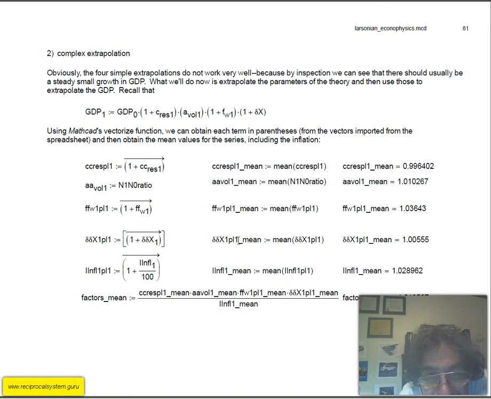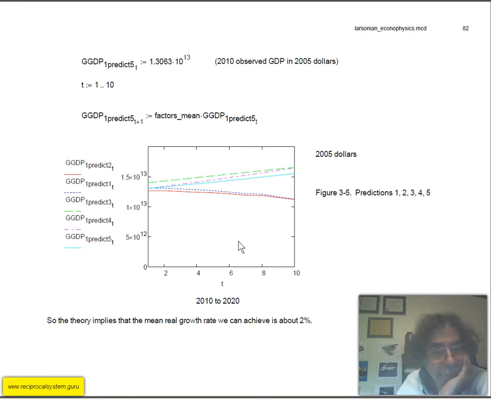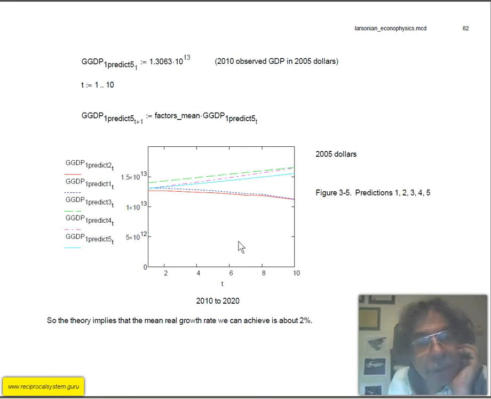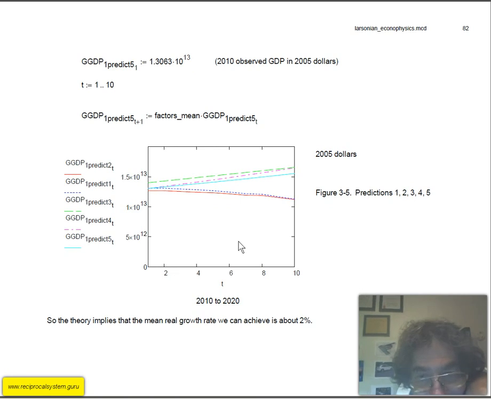Okay, so using MathCAD's vectorized function, we can obtain each term in parentheses from the vectors imported from the spreadsheet and then obtain the mean values for the series, including the inflation. Okay, so the mean factors that we have is 1.019587. So here we go. So we get predict 5, which is the green one, the green solid, right? Yep.